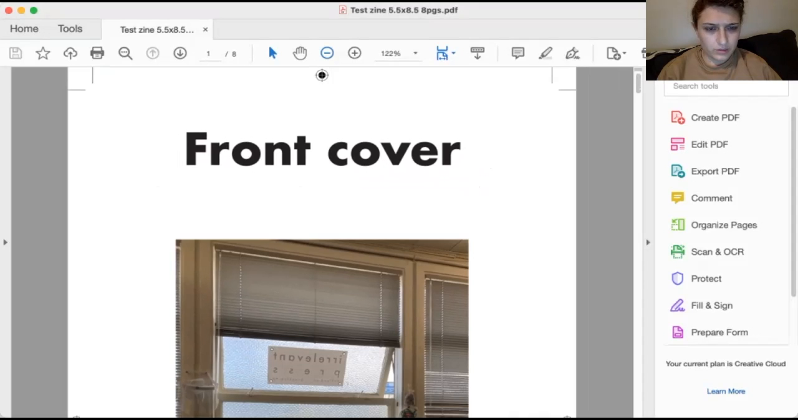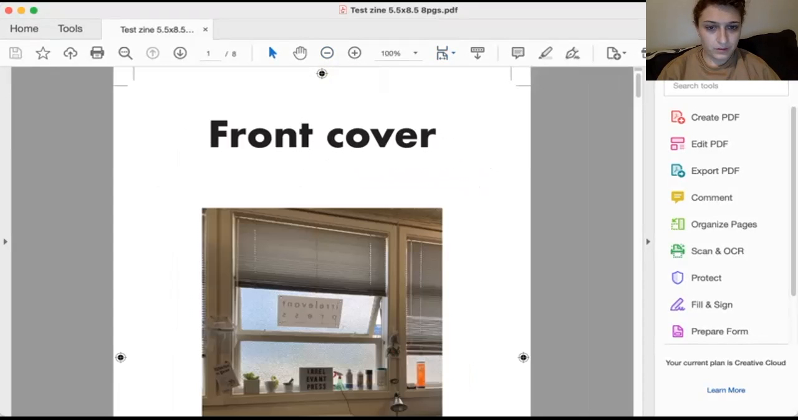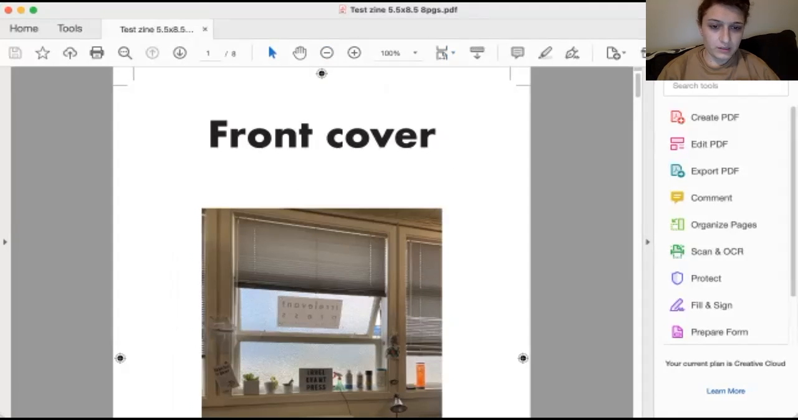So I like to take a look at least once at the PDF in 100%, because that is the real size it will print. This is helpful because you get to see, are my fonts too big, are my photos too small, etc. So right now I think this looks good.